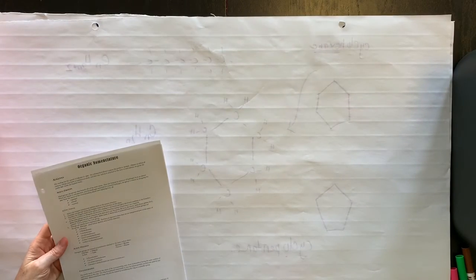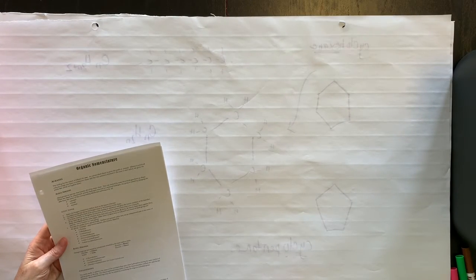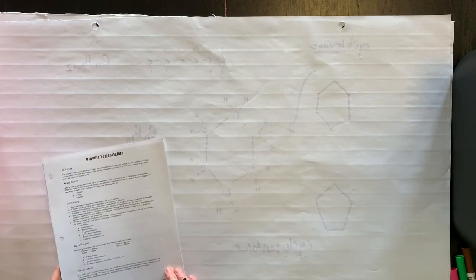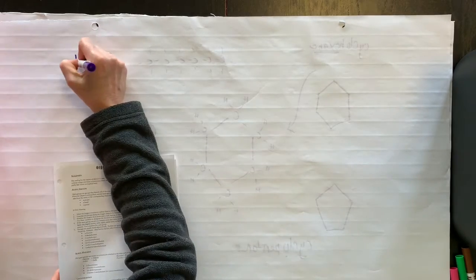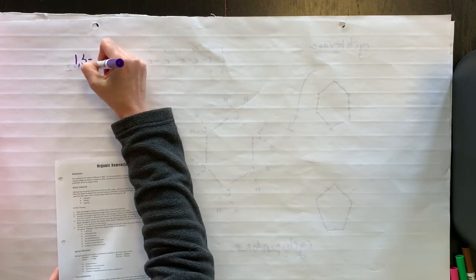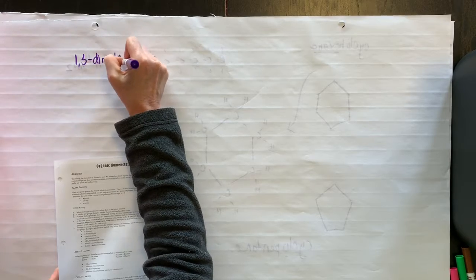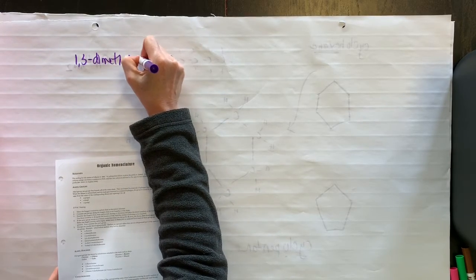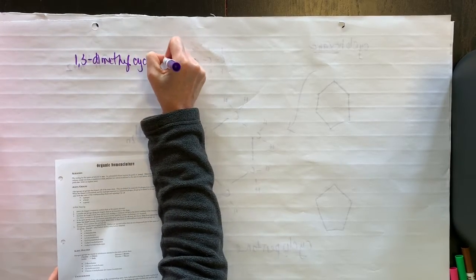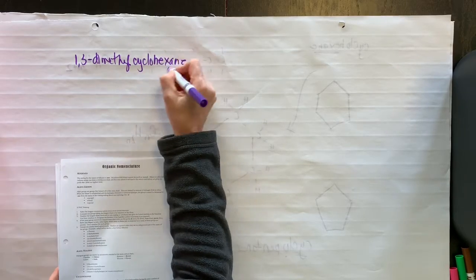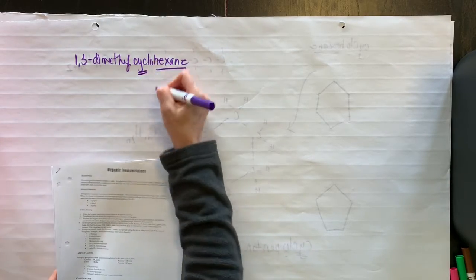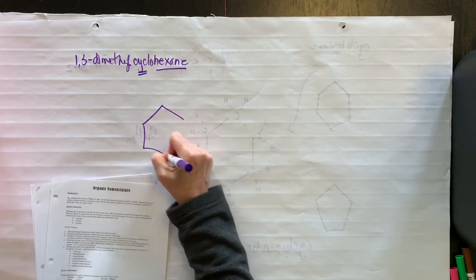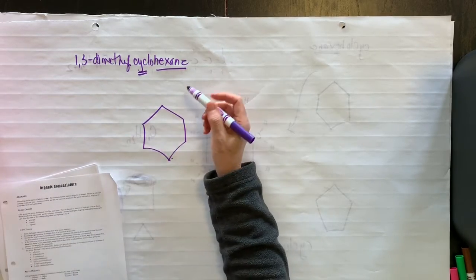Okay, how do we name them? Let's see, what do we have on here? 1,3 dimethyl cycloalkane. So this is right off the sheet, 1,3 dimethylcyclohexane. Okay, working backwards, it's got 6. It's a cyclo, so 1, 2, 3, 4, 5, 6.